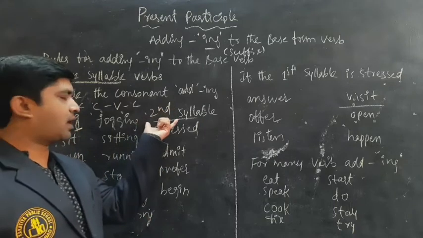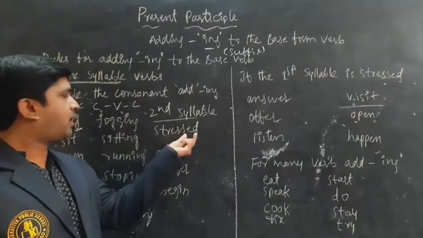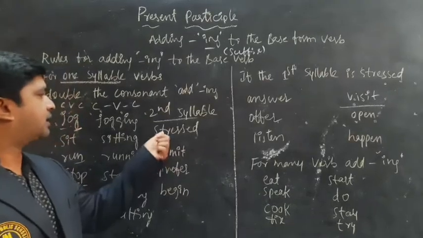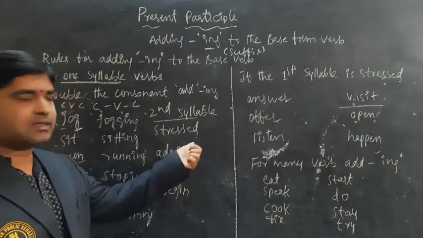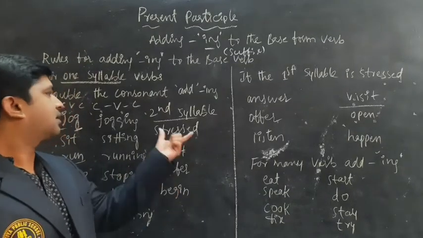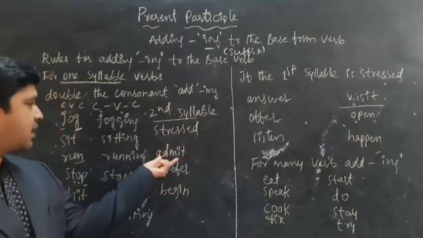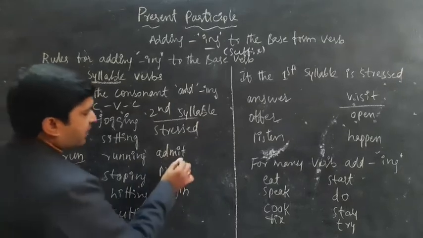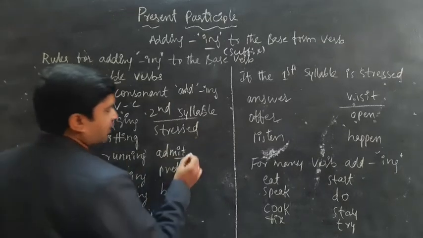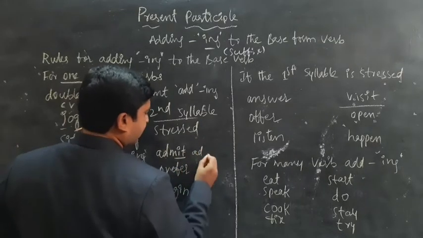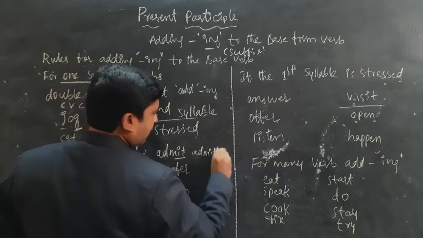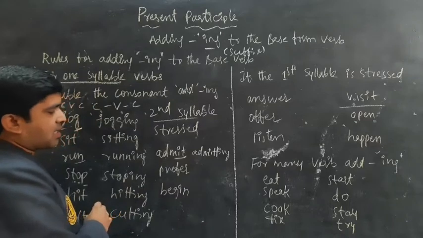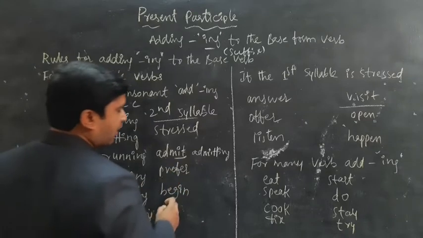Here, two syllable words when the stress is on the second syllable. Here, stress on the second syllable. See, admit. Here we are giving the stress on the second syllable, so we are adding T: admitting. Here we double the last consonant. Here, preferring.